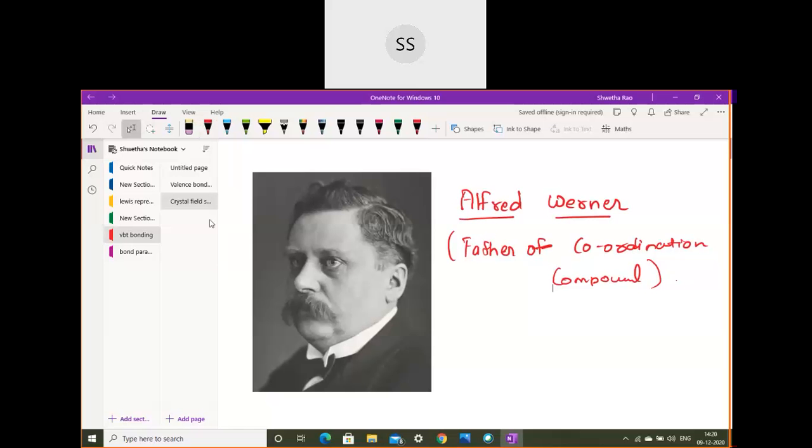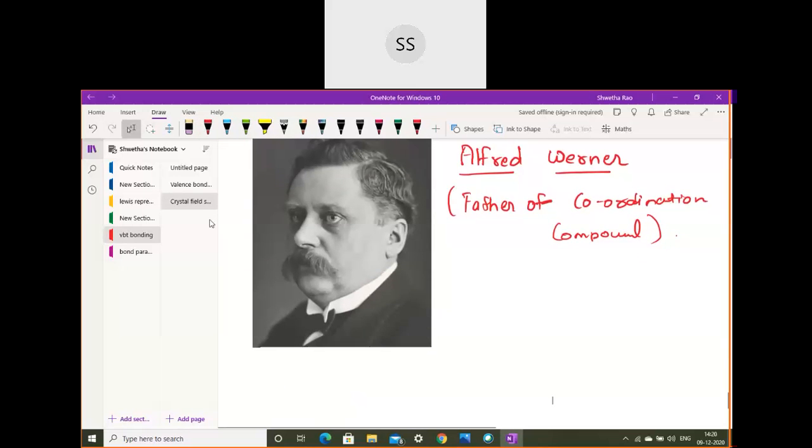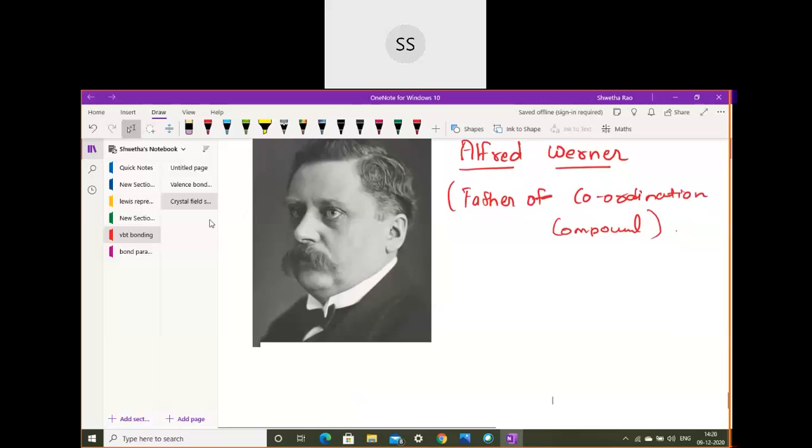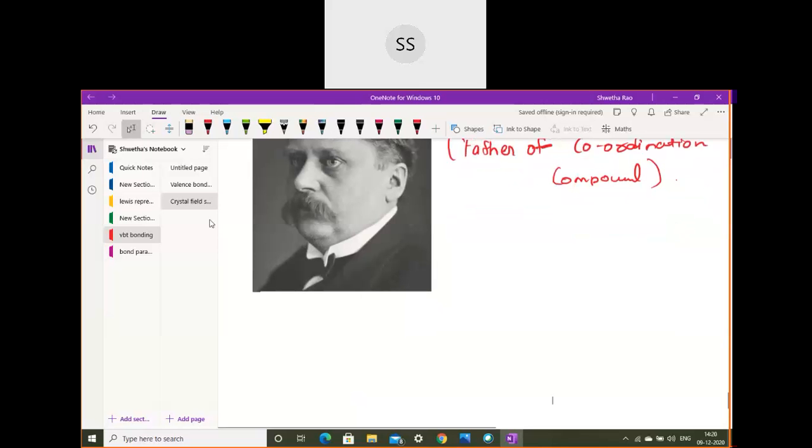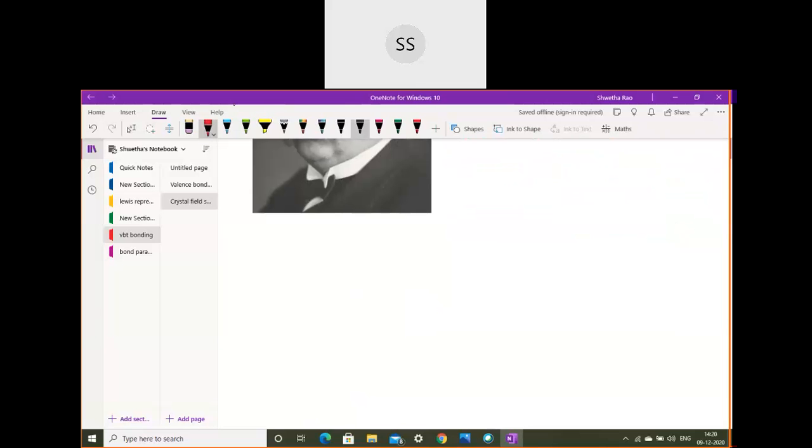Okay, so I was talking about the next concept, that is Werner's theory we are going to discuss. It is given by Alfred Werner and he is also called the father of coordination compounds. Let us discuss what the experiment was which was done by him. I am going to explain his postulates based on the experiment which he did. You can just make a note of whatever I am explaining here.